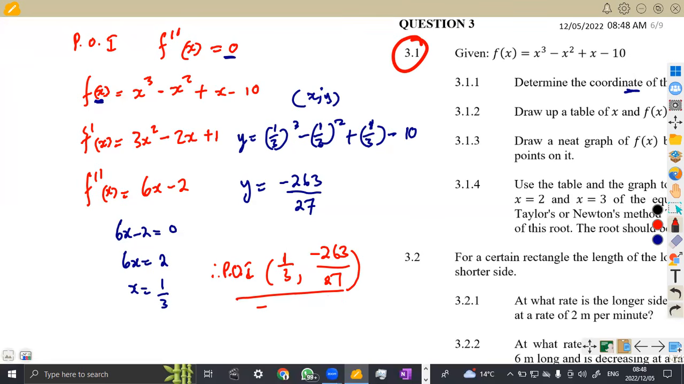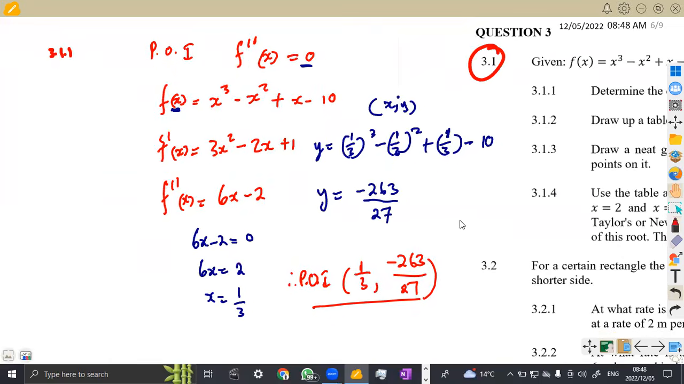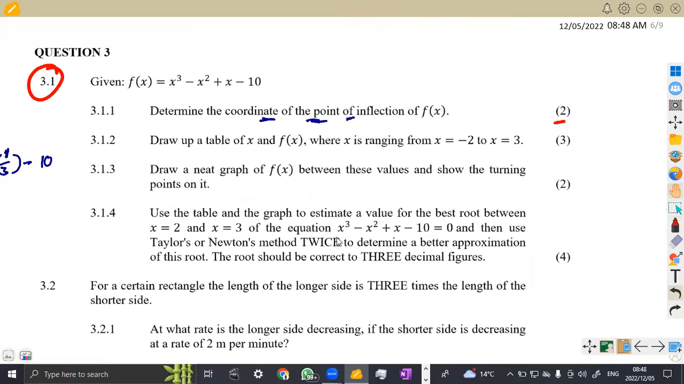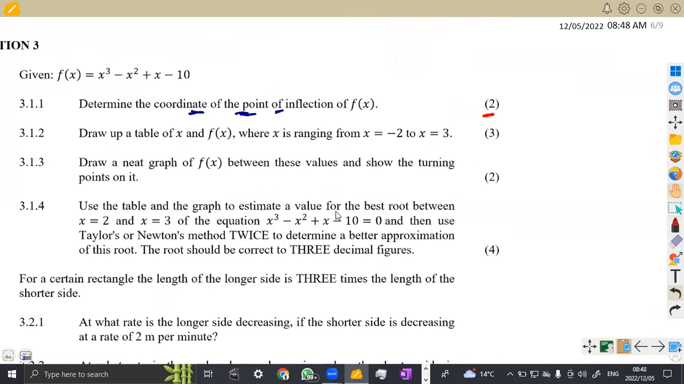So these are actually typical questions that you can be given. Take note how to answer them from the point of view that we have there. All right, 3.12 is draw up the table of x for f of x, where x ranges from x equals minus 2 to x equals 3. There you are required to draw a table for the function f of x, given the values of x from negative 2 up to positive 3.